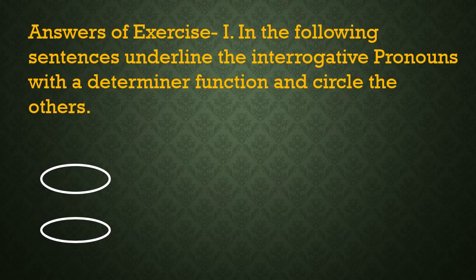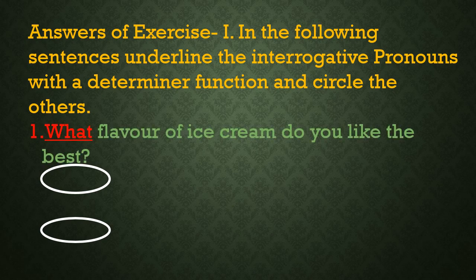So let's see the answers. I hope you all have understood what are the determiner functions and what are not. You have to see the answers which are highlighted with red color. They are the determiner functions. Number 1. What flavor of ice cream do you like the best? Here, what is a determiner function. So you need to underline what.